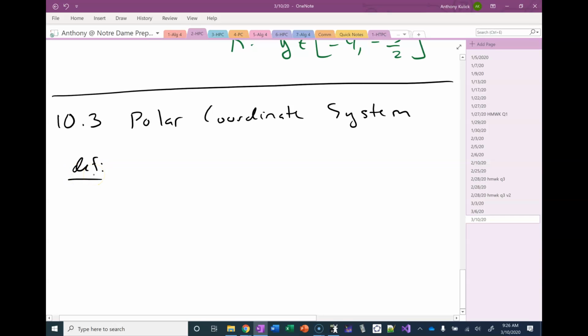And this is going to tie back into the vector stuff that we had talked about before, but not overly so. I'm going to just abbreviate the polar coordinate system as PCS, just because I'm going to have to write that a couple of times, and that's a lot of letters.